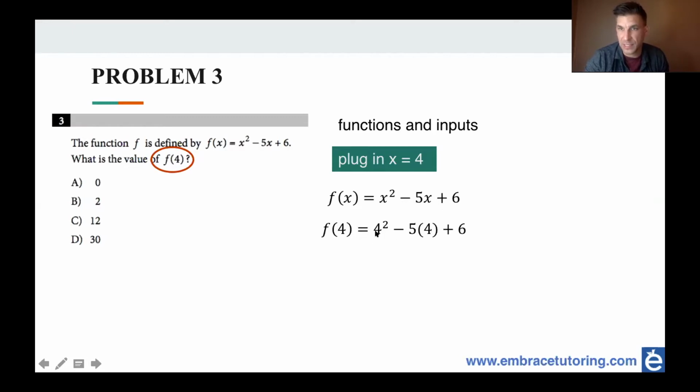This will become 16. Remember order of operations. This is minus 20, and this is 6. So this then becomes 16 minus 20 plus 6. And when I simplify this, I do 16 minus 20, which will end up giving me negative 4. And then I do negative 4 plus positive 6, which ends up giving me 2. 2 will be my answer, therefore, for problem number 3.